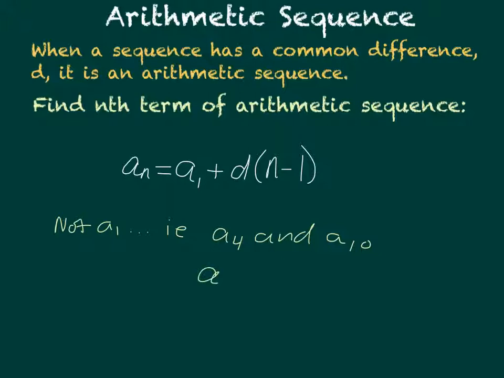So you would just say a sub 10 equals a sub 4 plus whatever your d is, and then instead of it being n minus 1, it's going to be 10 minus 4. So you can still use the same formula even if you're not given your a sub 1 term. So we'll be doing some examples of both of these.